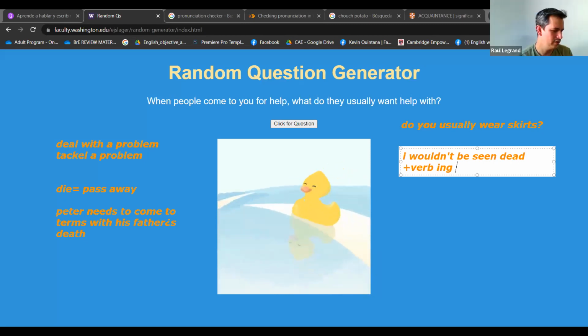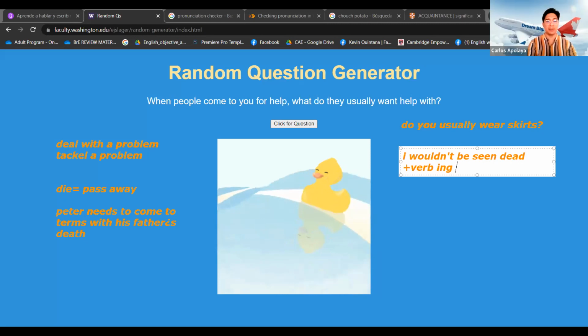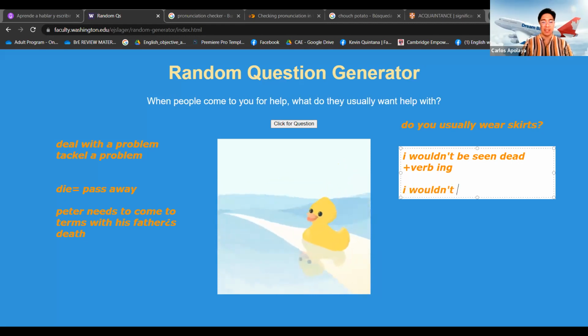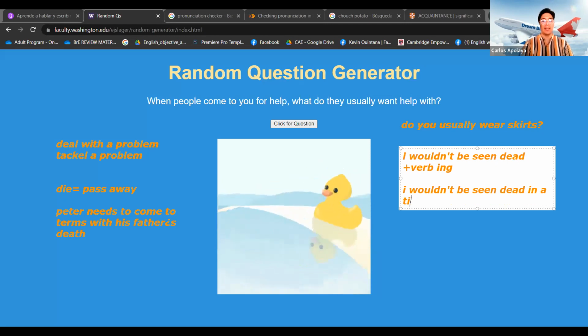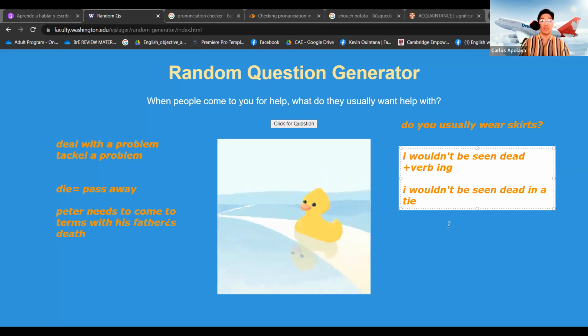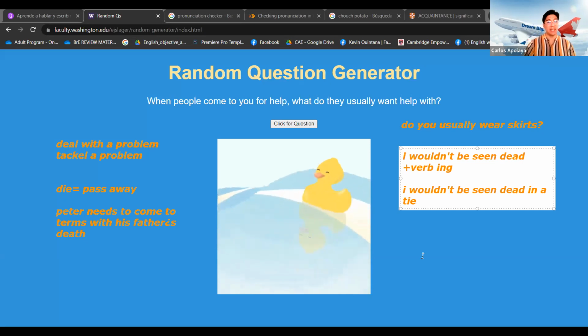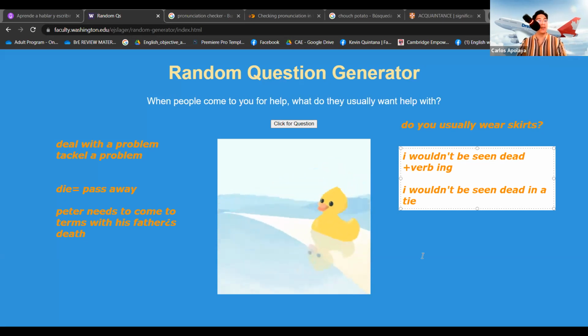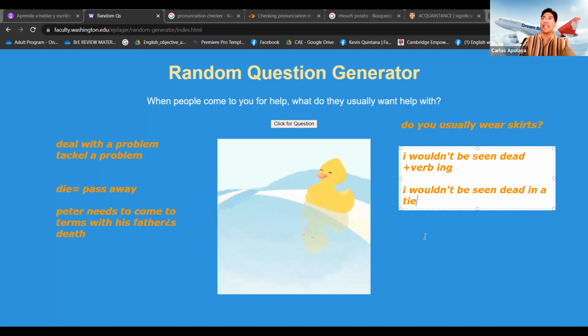Okay, perfect. Okay, for example, today one of my partners said, well, I wouldn't be seen in a tie, because now we work online, so we say I wouldn't be seen in a tie, because they prefer to wear casual clothes. They say I wouldn't be seen in a tie. They like t-shirts, they don't like shirts. I wouldn't be seen. This is another native expression that they use.